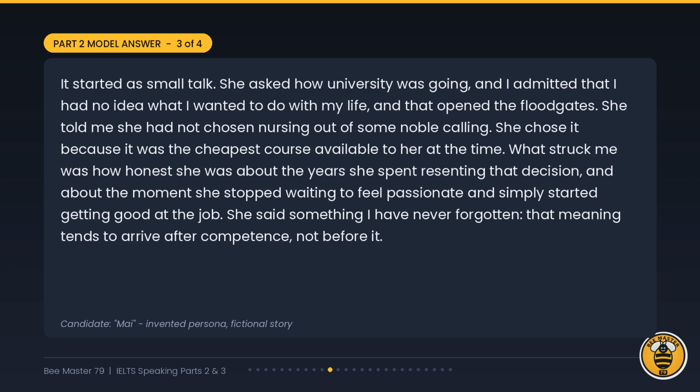It started with small talk. She asked how university was going, and I admitted that I had no idea what I wanted to do with my life, and that opened the floodgates. She told me she had not chosen nursing out of some noble calling. She chose it because it was the cheapest course available to her at the time. What struck me was how honest she was about the years she spent resenting that decision. And about the moment she stopped waiting to feel passionate and simply started getting good at the job. She said something I have never forgotten. That meaning tends to arrive after competence, not before it.